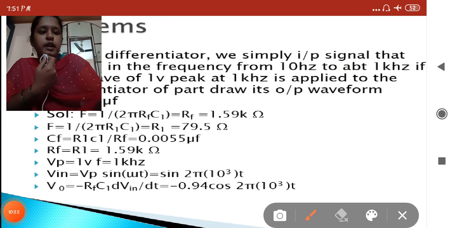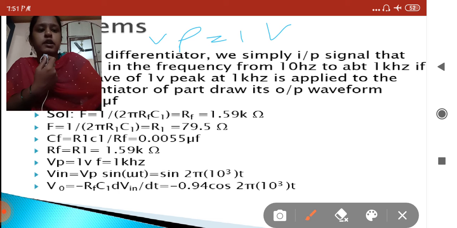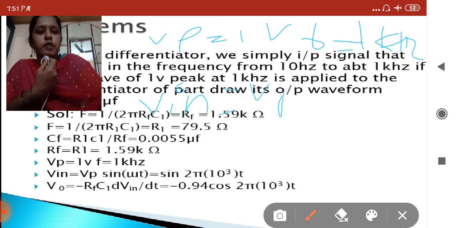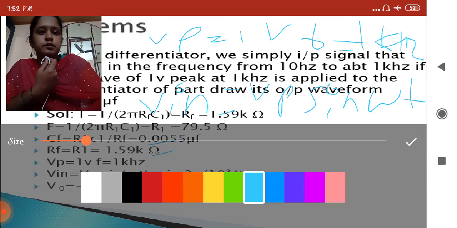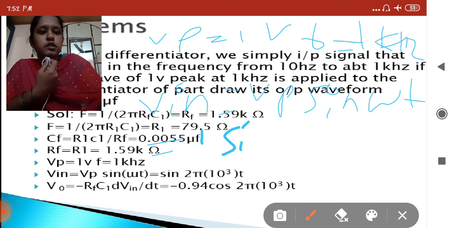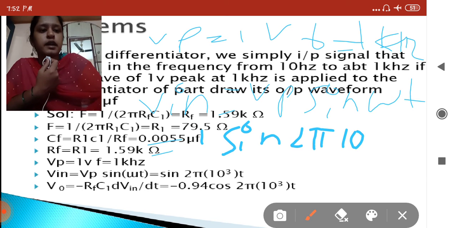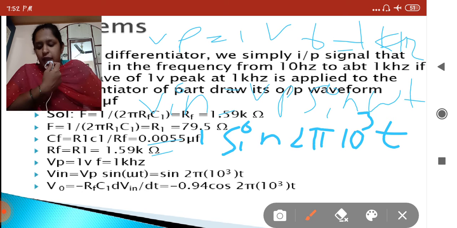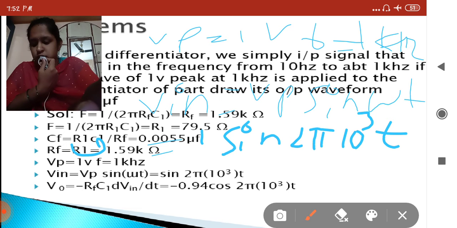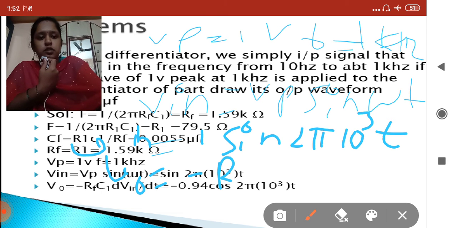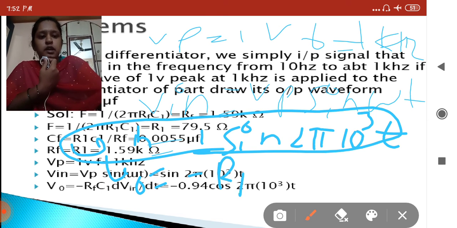Once again I am going to write that one. Vp equals 1 volt, f equals 1 kilohertz, Vin equals Vp sin omega t, where omega equals 2 pi f, so Vin equals 1 into sin 2 pi 10 raised to 3 into t. Vo equals minus RF C1 times dVin by dt.